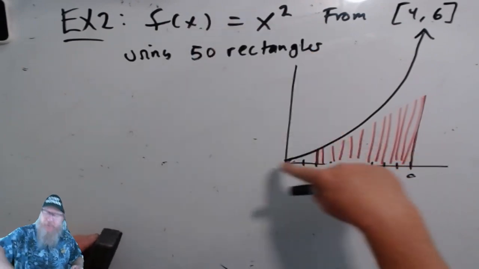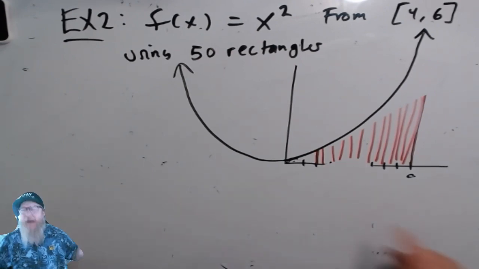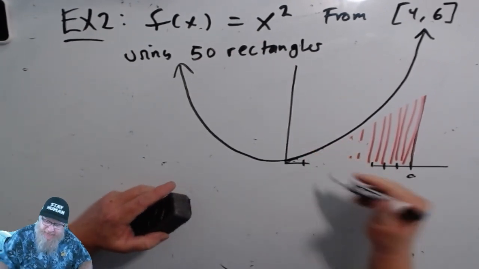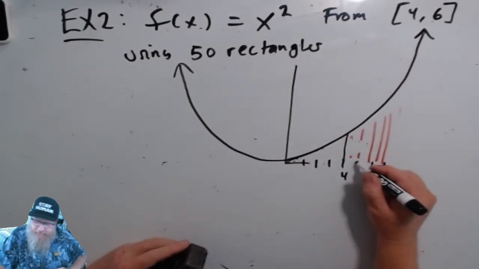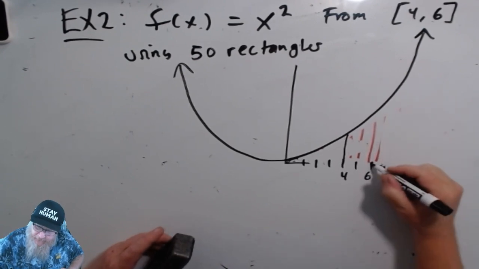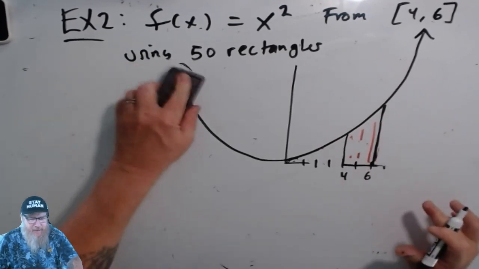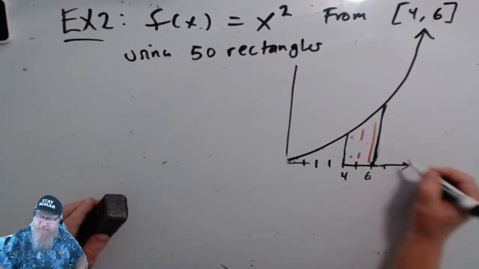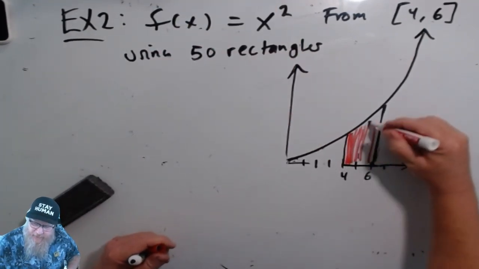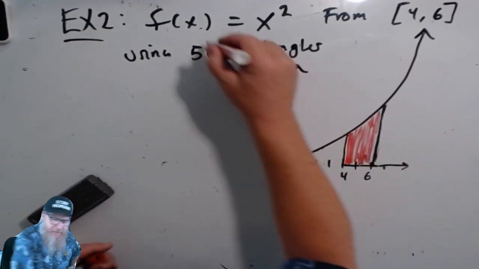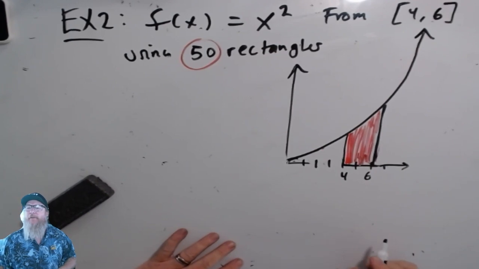So f of x equals x squared is actually a full parabola, but I'm only going to look at it from 4 to 6. So I'm just looking at this little wedge here. I don't care about any of this. And I want to know the approximate area here using 50 rectangles. And I'm not going to draw 50 rectangles.